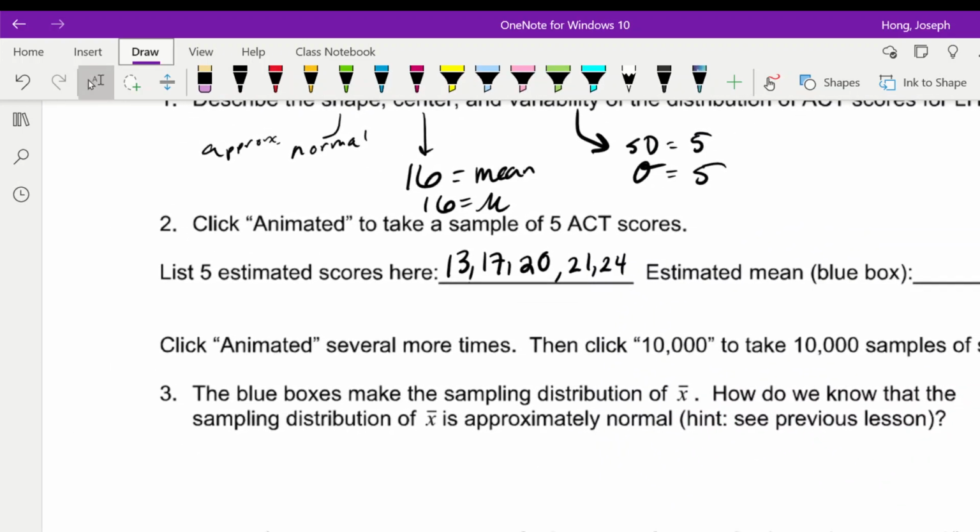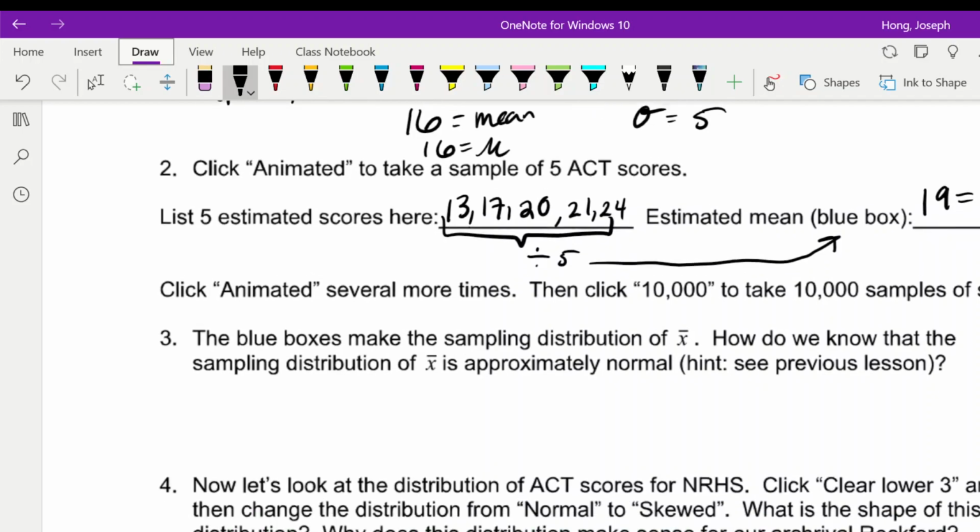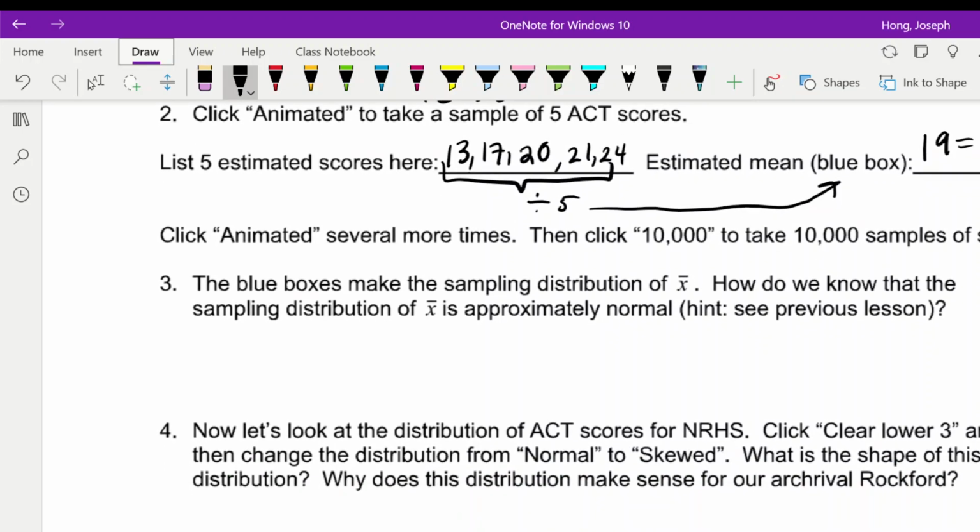So if I had these 5 like as my sample, my mean would become 19. And this is an X bar because this is a sample distribution. So the way that I found 19 was to add all these up, divide by 5, and I got this 19. So if we do this a gajillion more times, 10,000 times with a sample of 5, the blue box makes a sampling distribution of X bar.